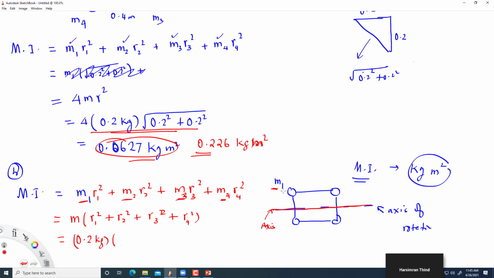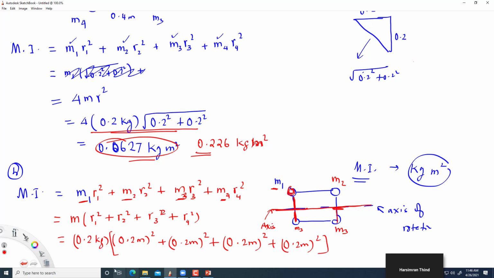So the distance between the first mass and this axis, what's that distance? It's half of the length of the square. If we consider the length to be 0.4, then this will be 0.2 meter. What's the distance between this m2 and that? Same thing, 0.2 meters squared. What's the distance between this m3 and that? Again the same, half of the length, squared. And then R4 is this distance, again the same, 0.2 meters squared.